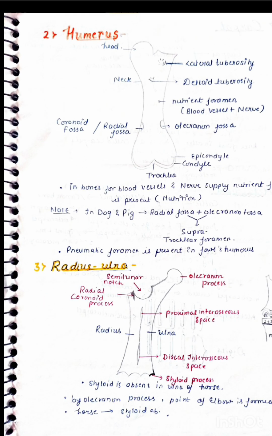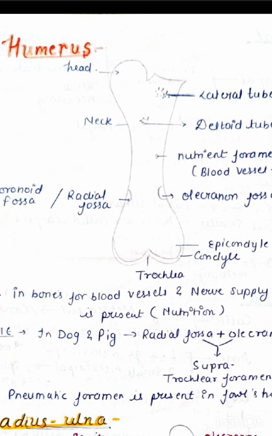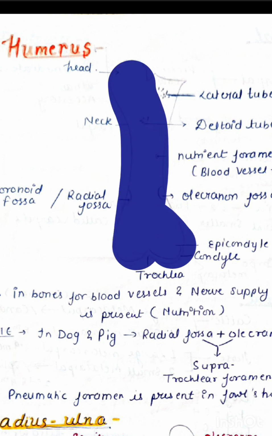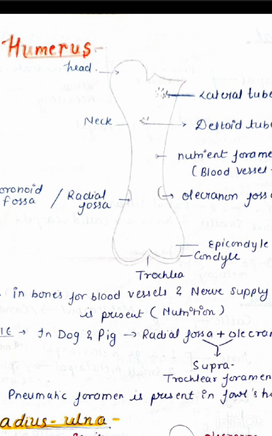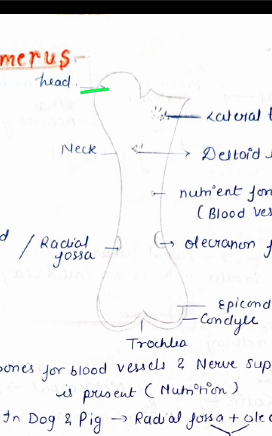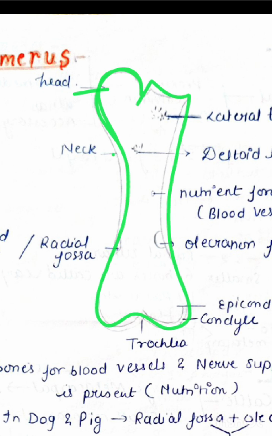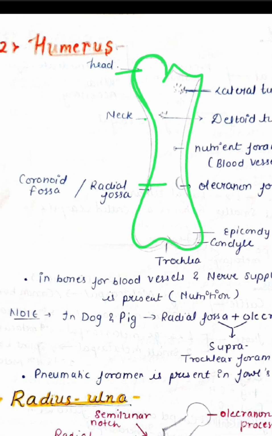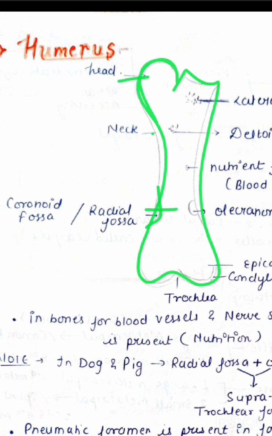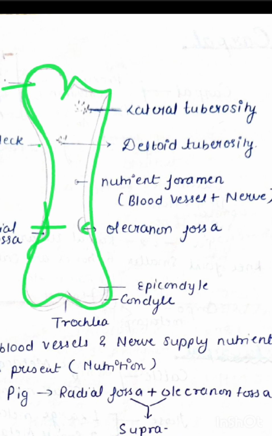So next, let us study the humerus. The humerus is the longest, largest bone in the forelimb, as we studied earlier. This is the bone of our humerus. Yes, this is the head of the humerus. This is known as the neck of the humerus. This is the radial fossa, which is also known as the coronoid fossa. This is the olecranon fossa. This is the epicondyle, and this is the condyle. This is known as the trochlea.